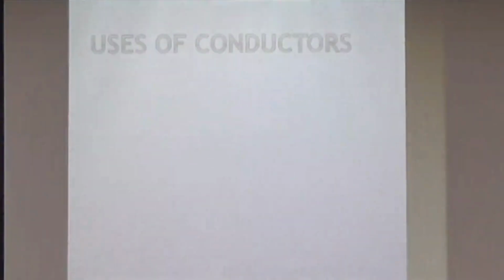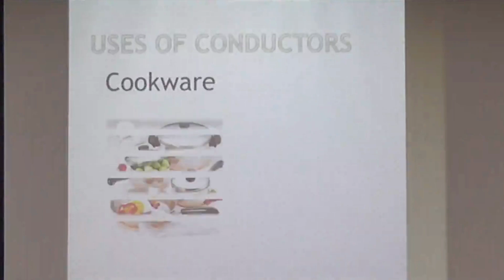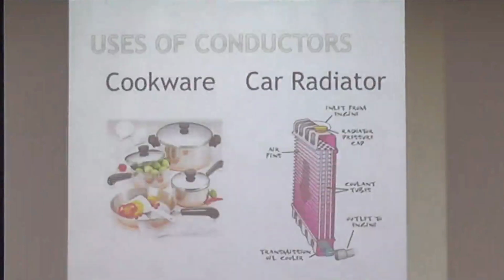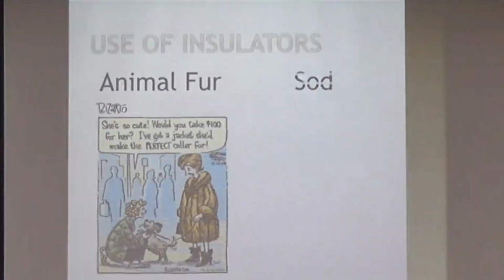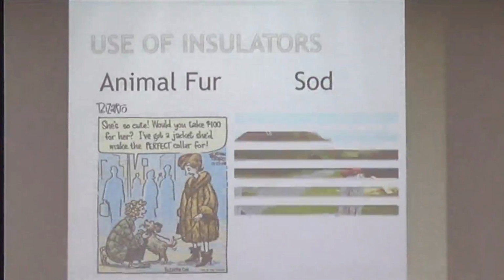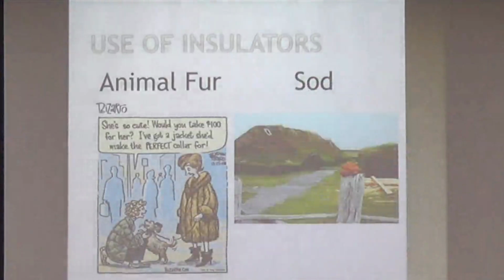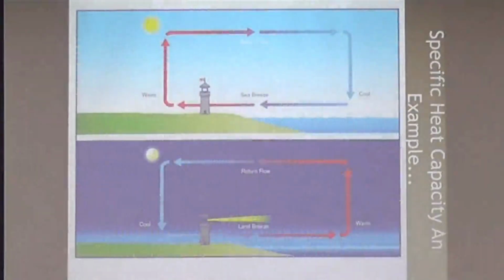Conductors are used in cookware, car radiators. Insulators are used like animal fur and salt. Animal fur will trap the heat of your body inside. It will not let it go out. And in our life, we do observe sea breeze and land breeze. Sea breeze also happens because of the movement of hot air and cold air, and that is because of convection. So because of the convection currents, we are able to observe sea breeze and land breeze in nature.